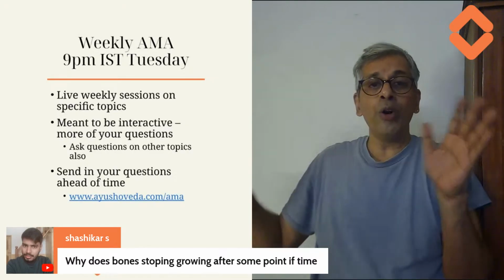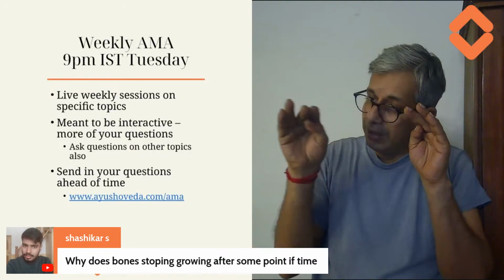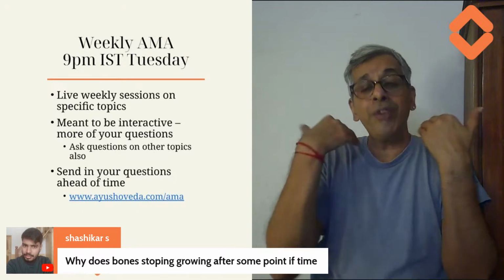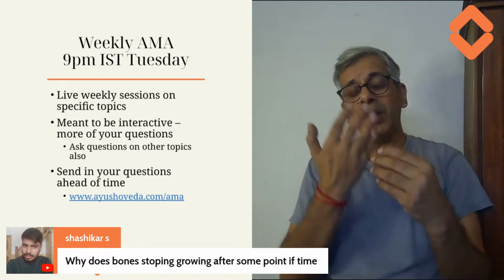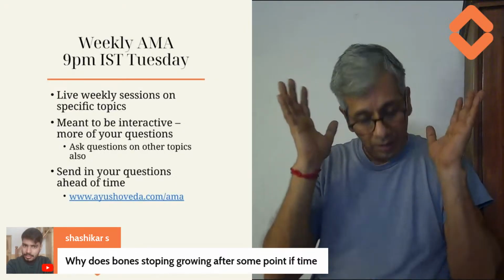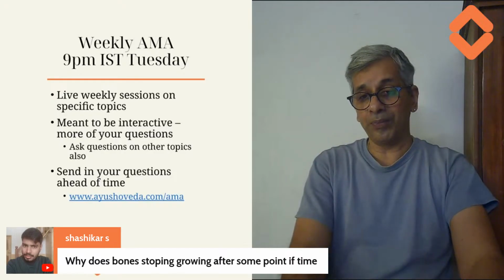And from there, you are going towards death. Shashikar, you will probably maintain that for about 10, 15 years, till about 30, 35. Then slowly you are going down. So everything stops growing. Even trees don't grow. If a tree is 100 years old, do you think every year it will keep on growing? After a point in time, it will stop growing. Everything will stop growing.